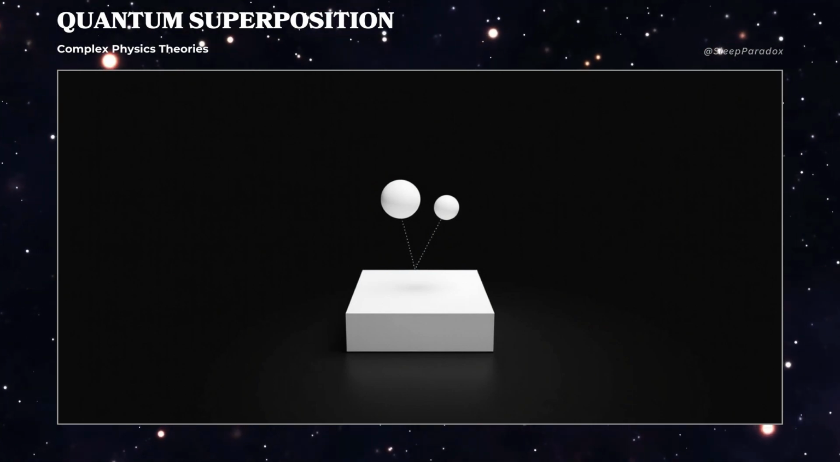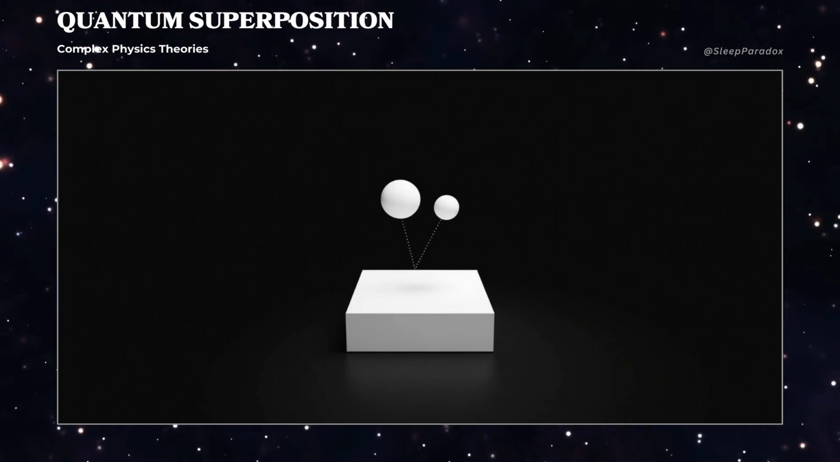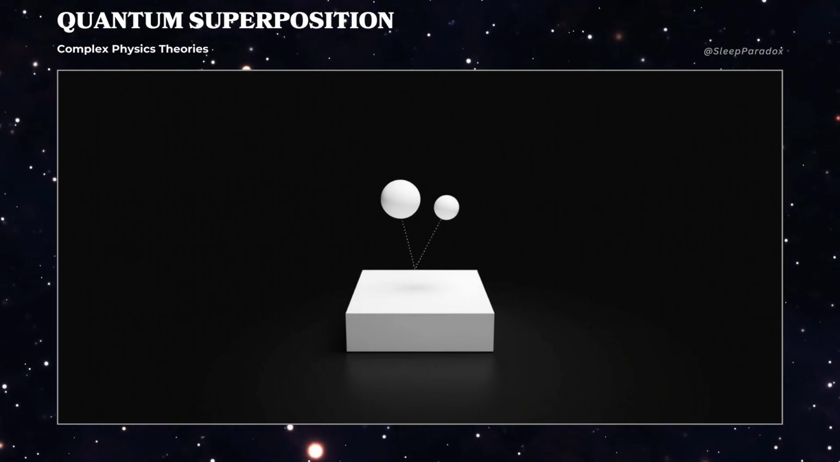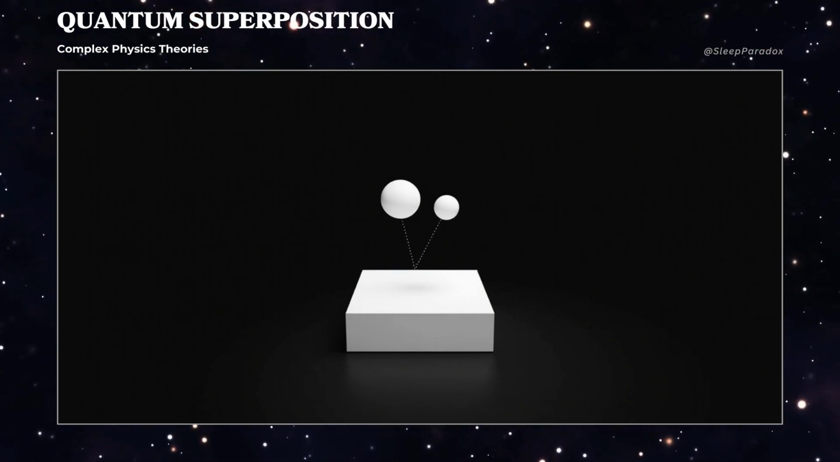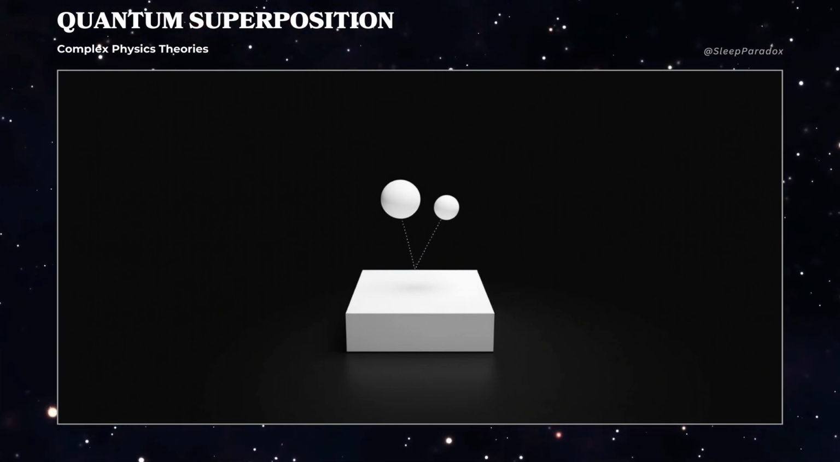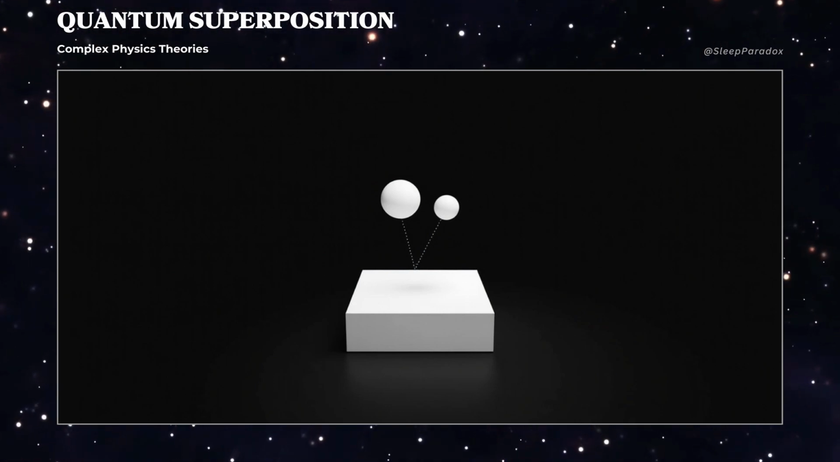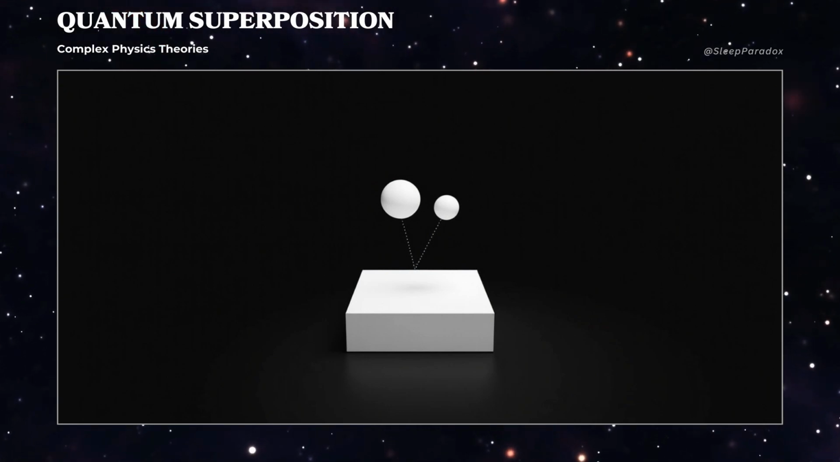In the double-slit experiment, a single particle, such as an electron, can interfere with itself by going through both slits at the same time. This can only happen if the particle exists in a superposition of both paths. Once you try to measure which path the particle takes, the superposition collapses and the interference pattern disappears.